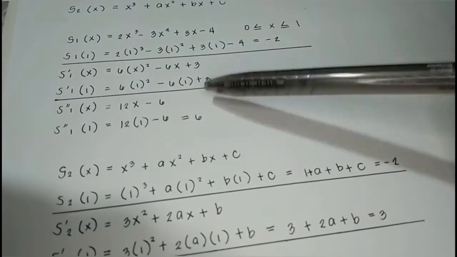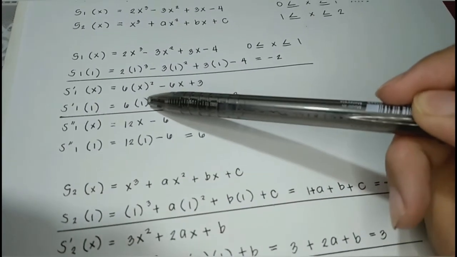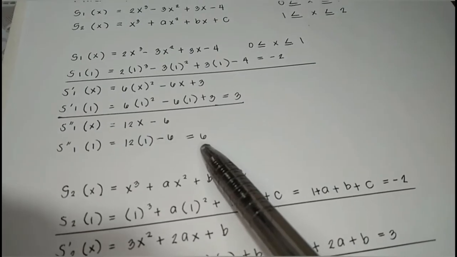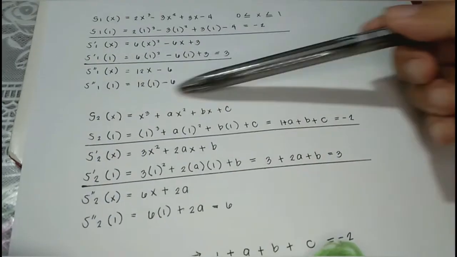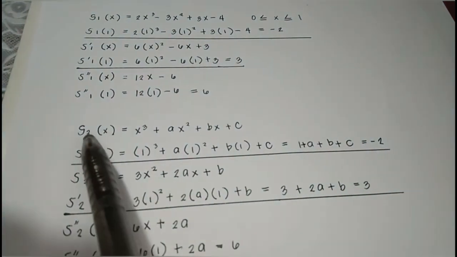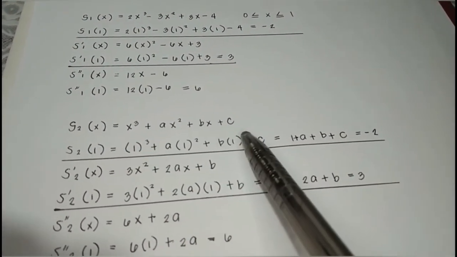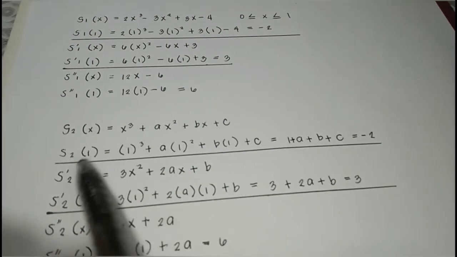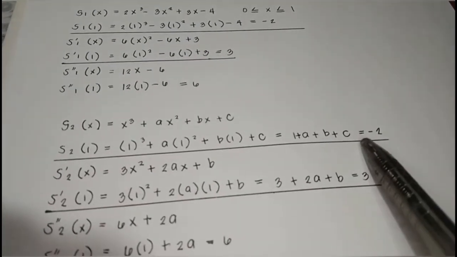So after getting the first derivative, proceed to the second derivative. And then substitute x is equal to 1. And then you get this equation and it is equal to 6. So after finishing the s sub 1 of x, you proceed to s sub 2 of x. So s sub 2 of x is equal to x cubed plus ax squared plus bx plus c. And then you substitute x is equal to 1. So this equation is 1 plus a plus b plus c is equal to negative 2.